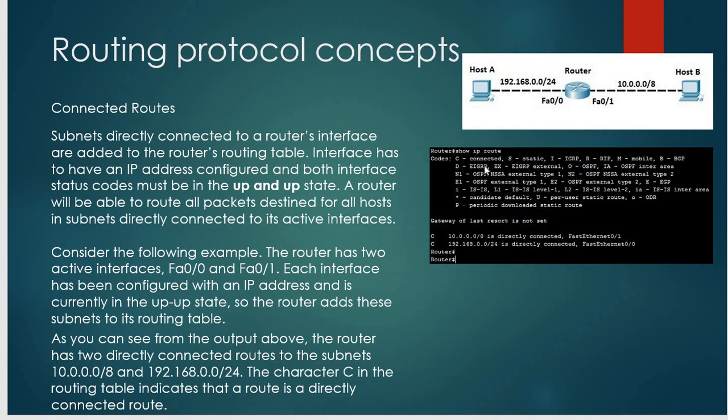Okay, see here, connected. This is the connected route. All these are connected routes. There is no static, there is no RIP, there is no mobile, there is no BGP, there is no EIGRP, there is no OSPF. This C shows that it is a connected route only.